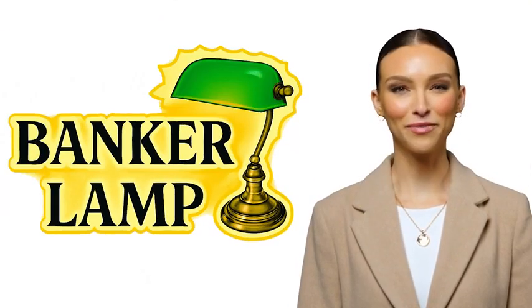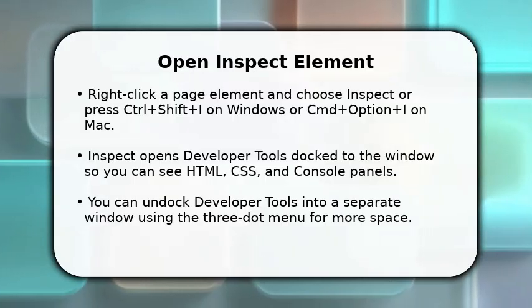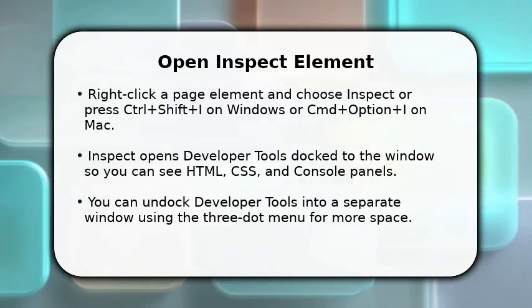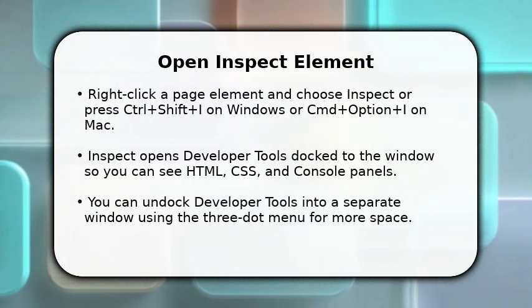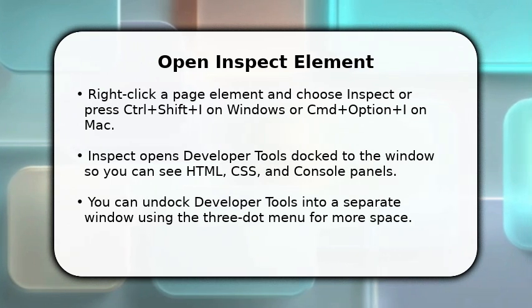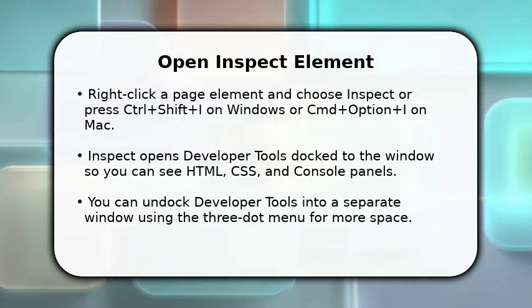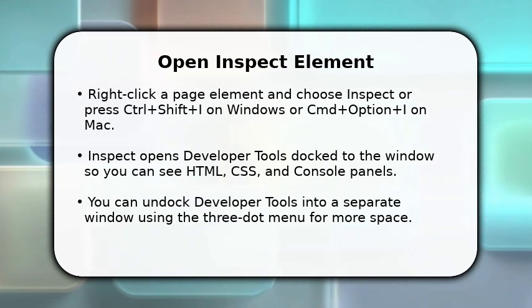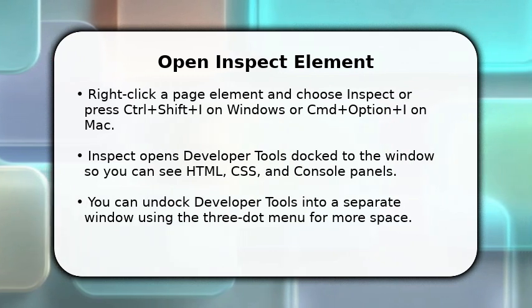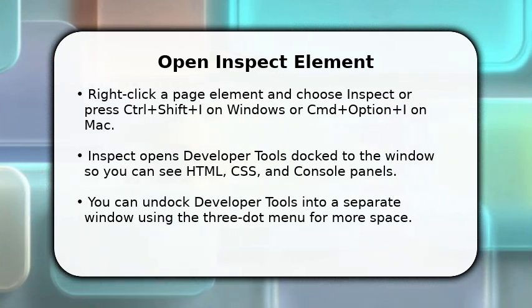Please enjoy the video. Right-click a page element and choose Inspect, or press Ctrl plus Shift plus I on Windows and CMD plus Option plus I on Mac to open Developer Tools. The panel docks to the page and shows elements, console, network, sources, and more so you can view HTML and styles side by side. If you need room, use the three-dot menu to undock into a separate window.